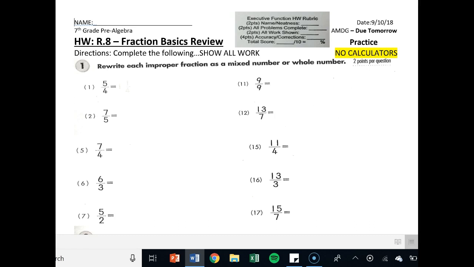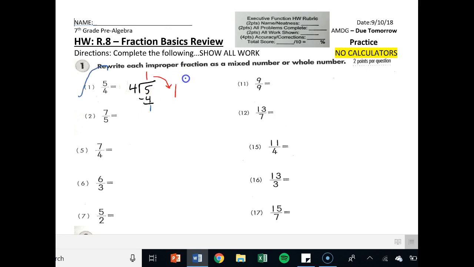So we are going to show all work, and we are going to divide. So 5 over 4, that's 4 goes into 5 one time, minus 4, and you get 1 left over. So that is why your answer is 1 and 1 over 4, right? So your quotient answer is your whole number, your remainder is your numerator, and then you keep the denominator.